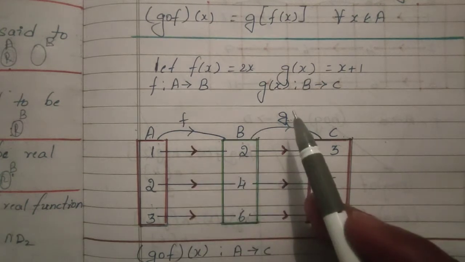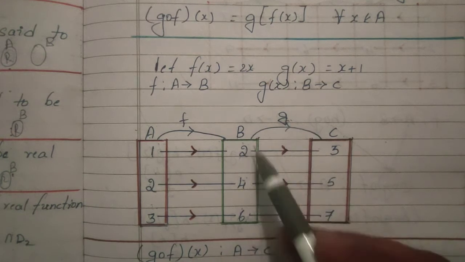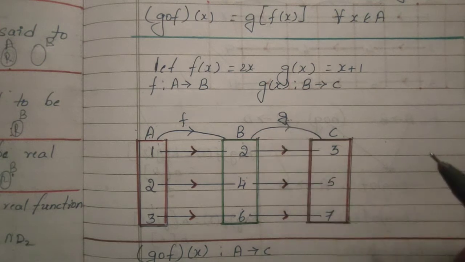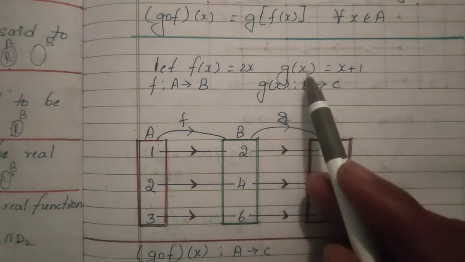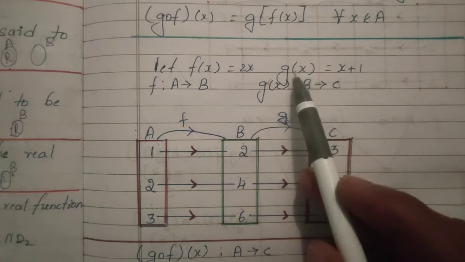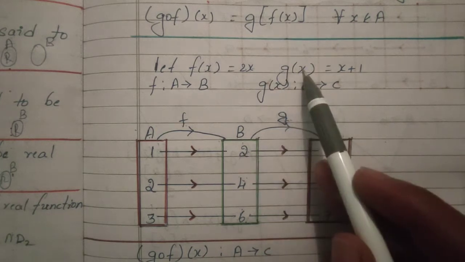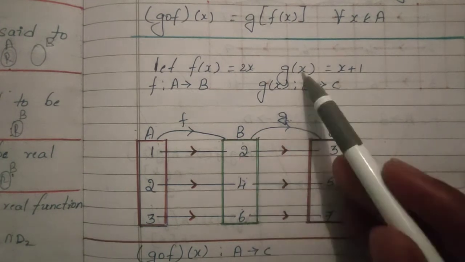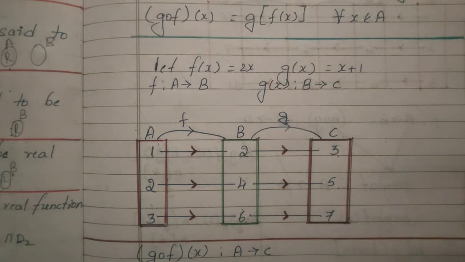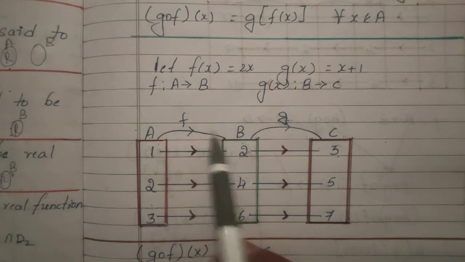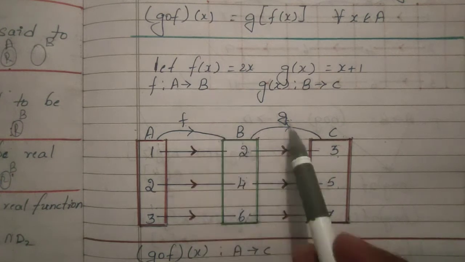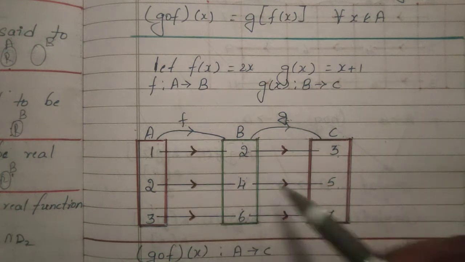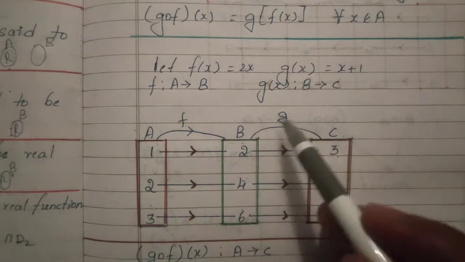Now in the g function, this range of the f function is now the domain for the g function. Now I am substituting in g of x. 2 plus 1, 3. And 4 plus 1, 5. 6 plus 1, 7. Now this is one function, this is another function. Both are real functions. A is a real number, B is a real number, so f is a real function. B is a real number, C is also a real number, so g is also a real function.